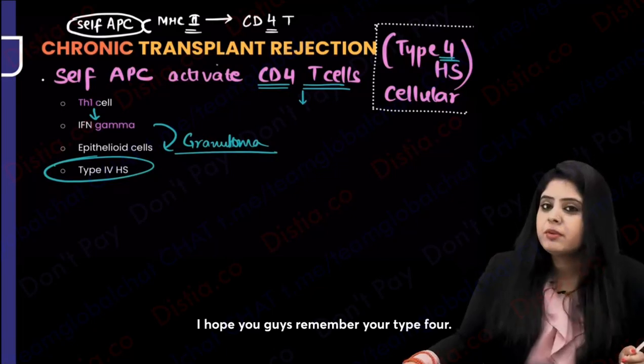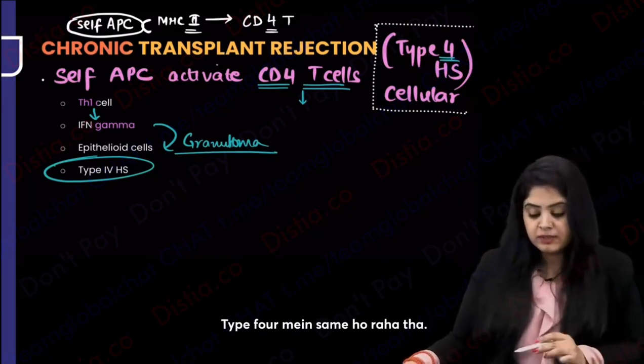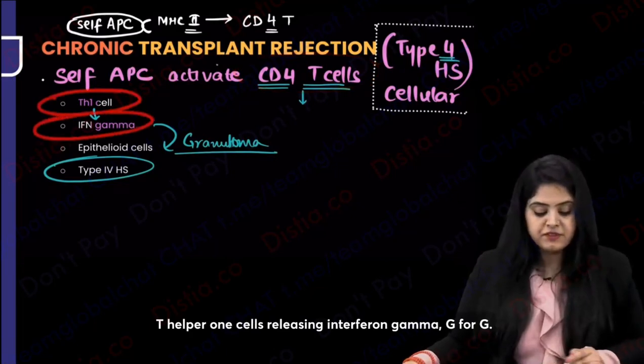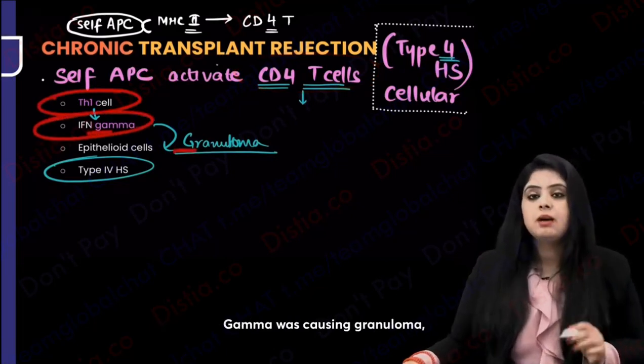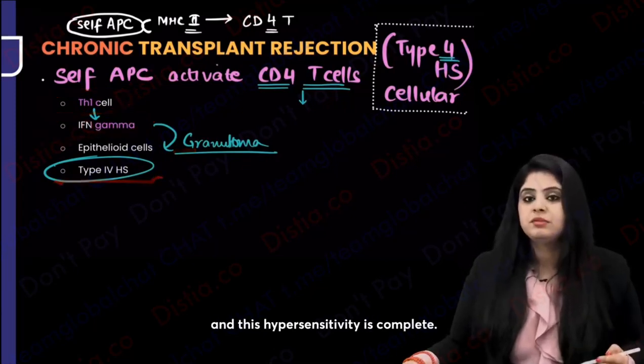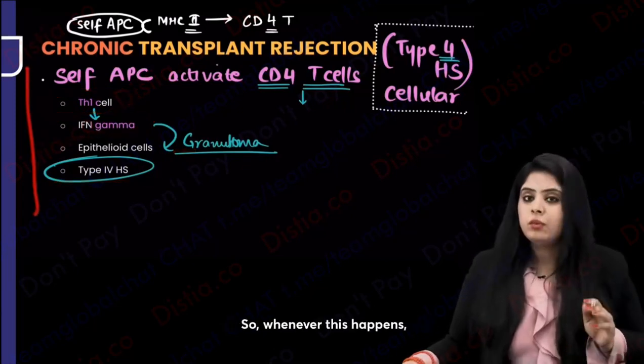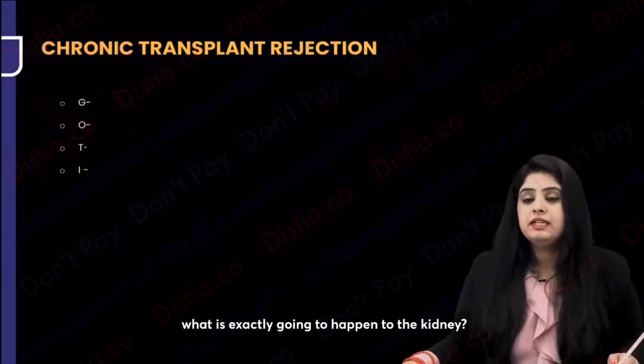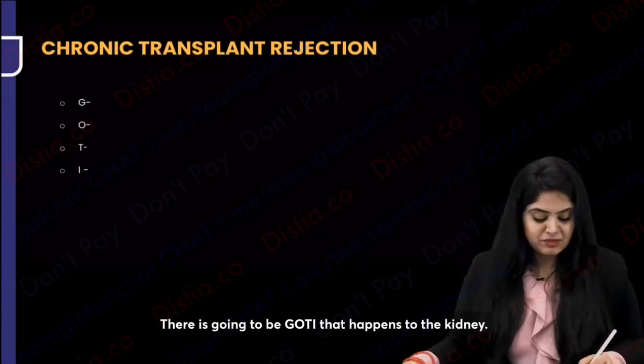I hope you guys remember your type 4. In type 4, the same thing was happening. You were having the CD4 helper cells, T helper 1 cells releasing interferon gamma, G for G. Gamma was causing granuloma, and this hypersensitivity is complete. So whenever this happens, what is exactly going to happen to the kidney? There is going to be GOTI that happens to the kidney.